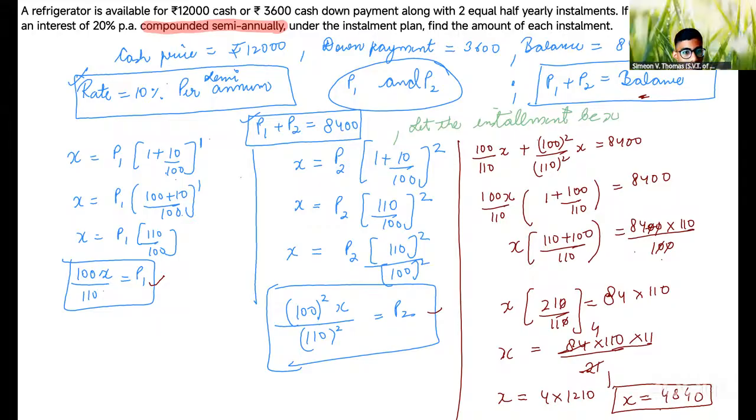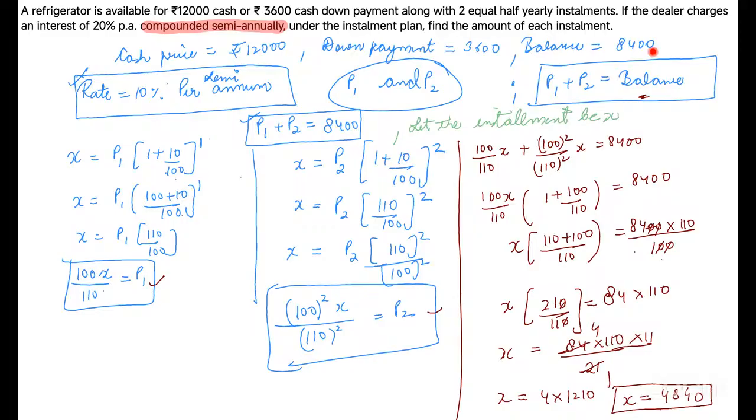Yes, sir. Can you explain the brown part again? I got disconnected. Listen. Now, see, P1 is... can you just unmute your mic? What is P1? 100x by 110. Principal 1. What is P2? Principal 2. 100 whole square x by 110 whole square.